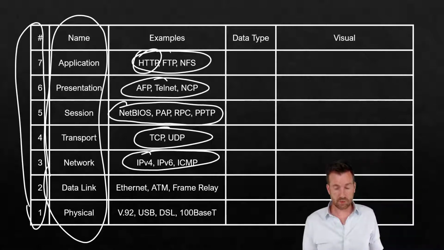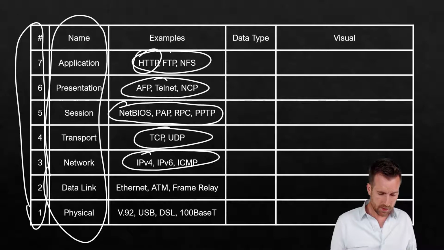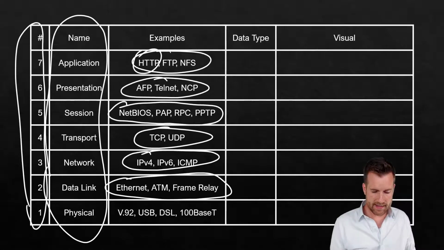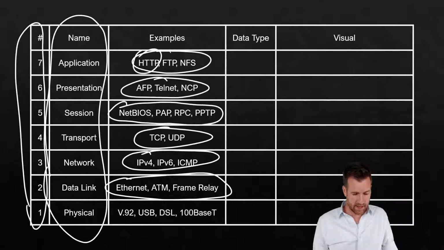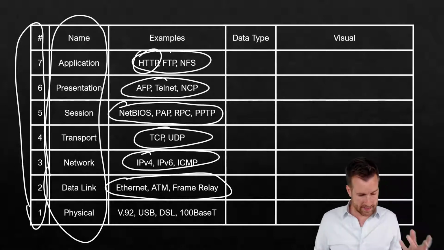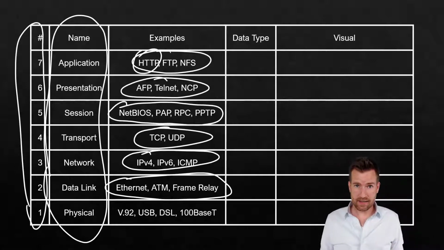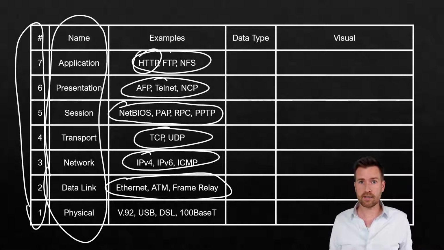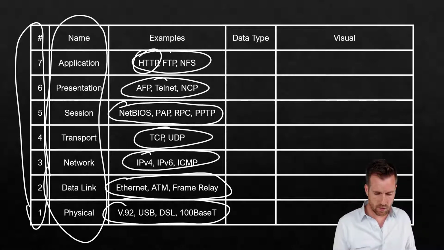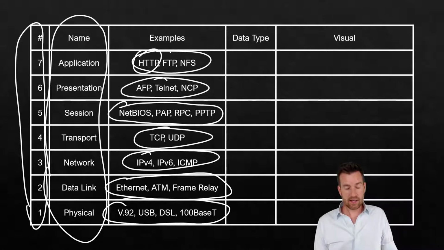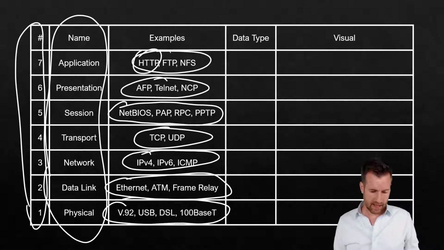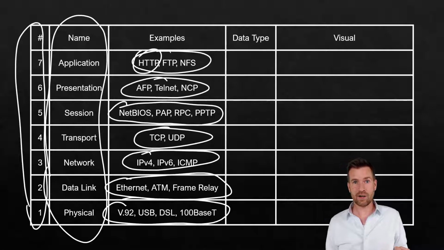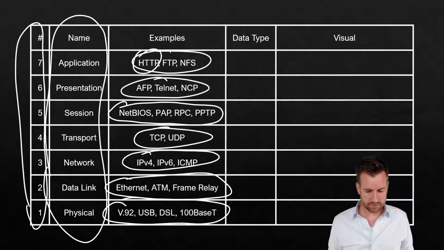And so layer 3 is the network layer. Layer 2 is Ethernet, ATM, and frame relay. We will take an in-depth look into Ethernet and how Ethernet functions, because that's where the majority of our local area networks are, Ethernet nowadays. And then you get into the physical layer: V.92, USB, DSL, 100BASE-T. I tried to fit some in here, like USB, that's not typically for computer networking, but it's still a protocol that happens at this physical layer.